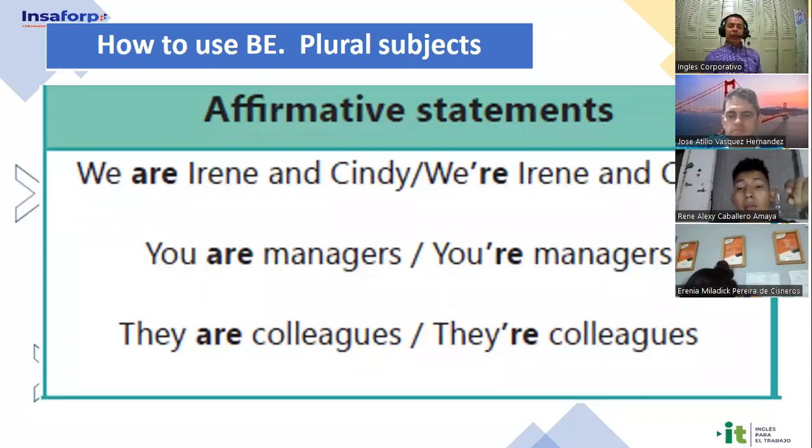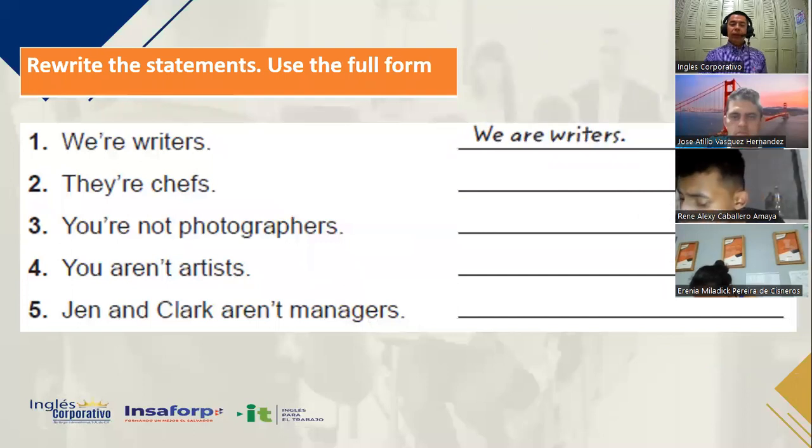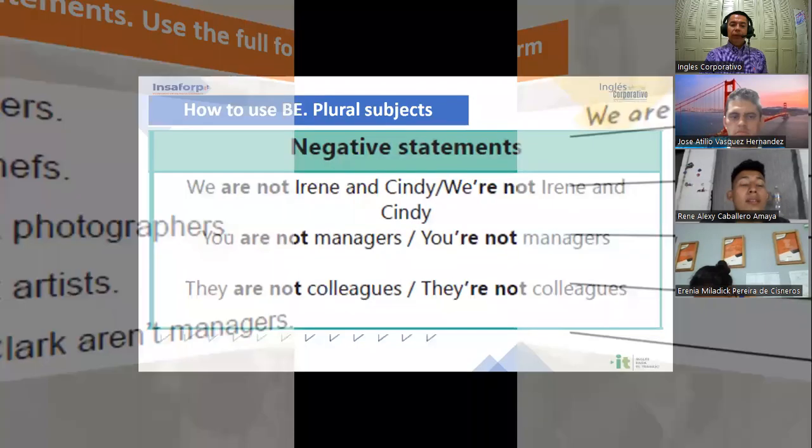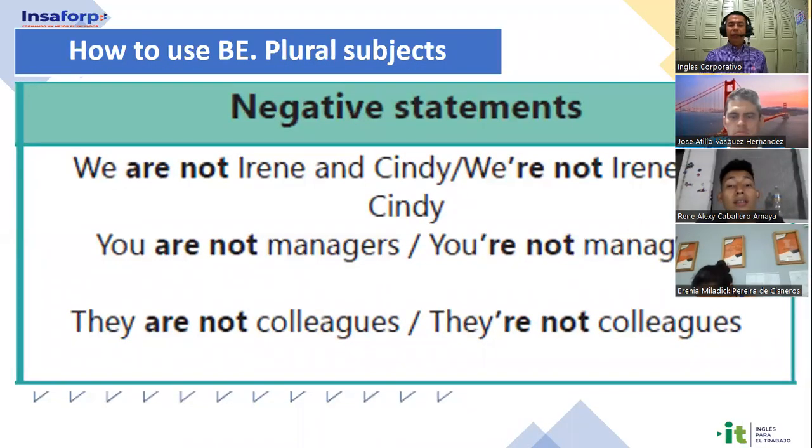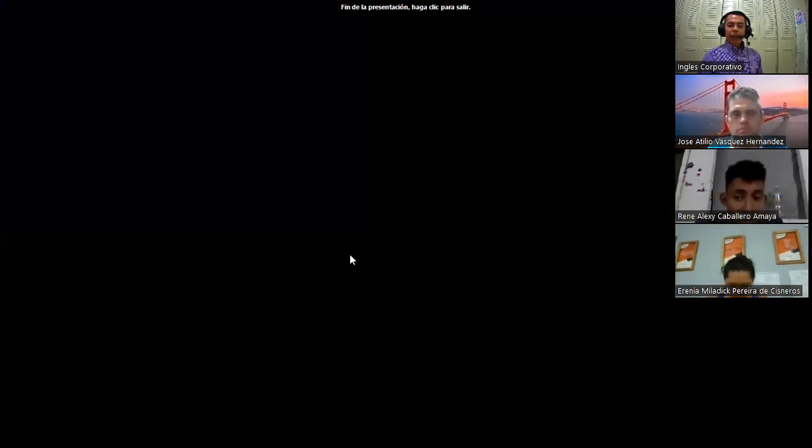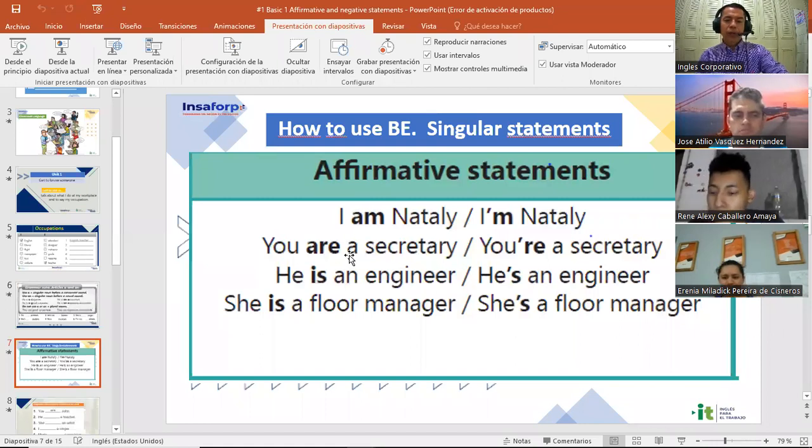And later we. Here we have some sentences that are with plural, right? For example, Irene and Cindy is plural, right? So we say, we are Irene and Cindy. You are managers. You're managers, contraction, right? Okay. Then, you have this exercise. In negative, you know, we are not Irene and Cindy. We're not Irene and Cindy. You are not managers. You're not managers. They are not colleagues. They're not colleagues. So this is with plural, right? And that's it. That is the verb to be we were practicing yesterday.